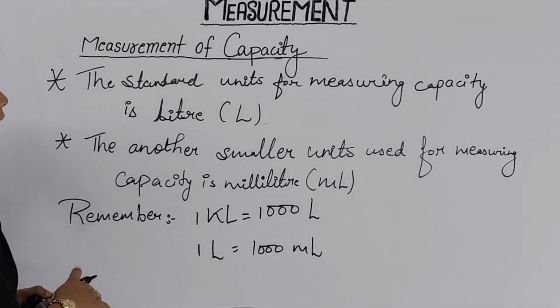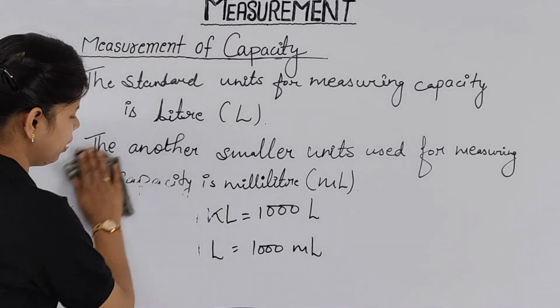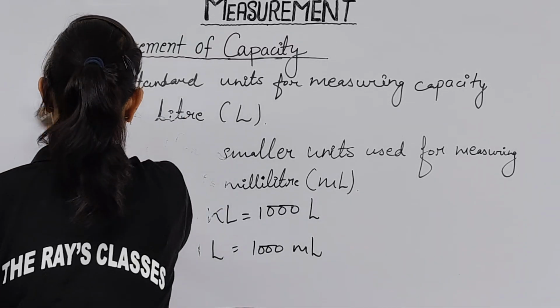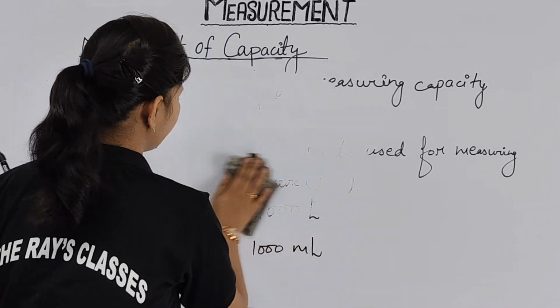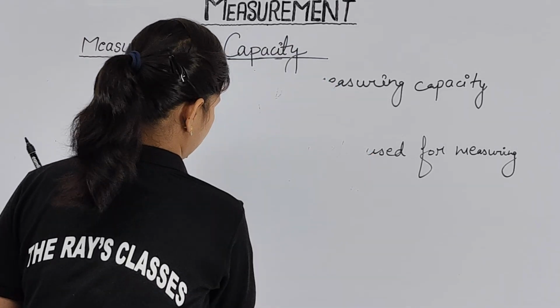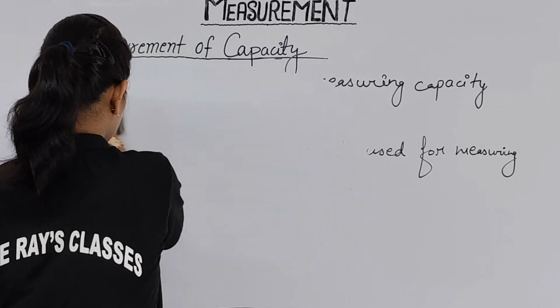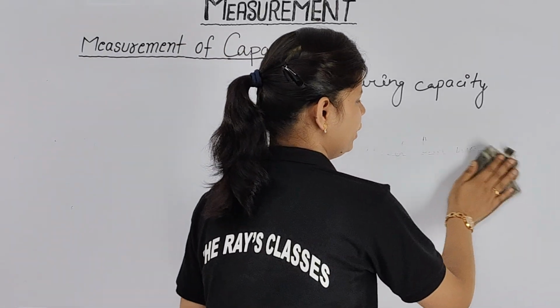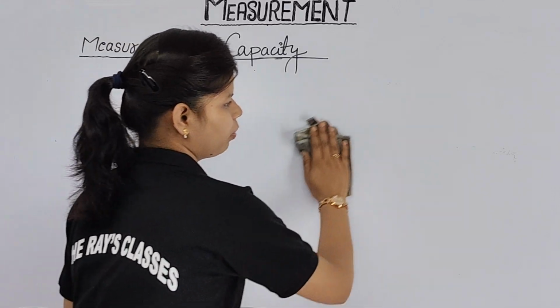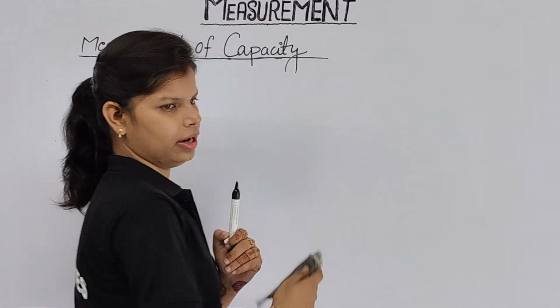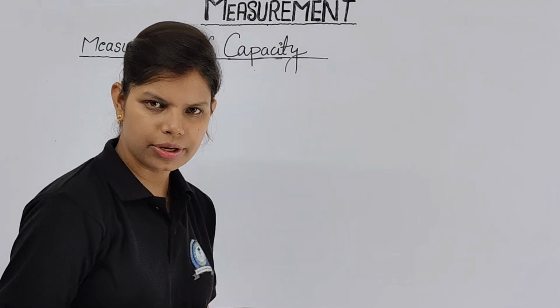Next will be, again with the same, in the previous video we discussed the relation. Here also we are going to discuss the relation between different units of capacity. In our previous terms, we have learned about milli, centi, deci, gram, deca, hecto, kilogram. Same we are going to apply for liter as well, because these three are your standard units.